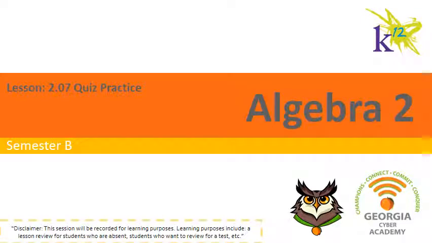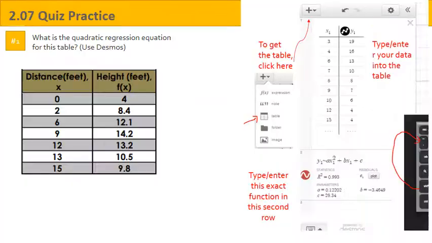Hi, and in this recording, we're going to look at your 2.07 quiz practice. 2.07 is a required quiz, so we're going to do some practice problems. All right, so in 2.07, it is quadratic regression, and you can use Desmos for this, okay? So don't worry about having to do any of this by hand because you can do it by Desmos.